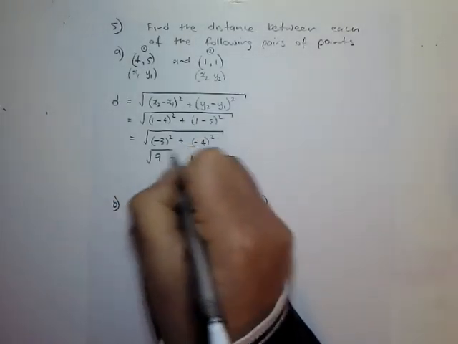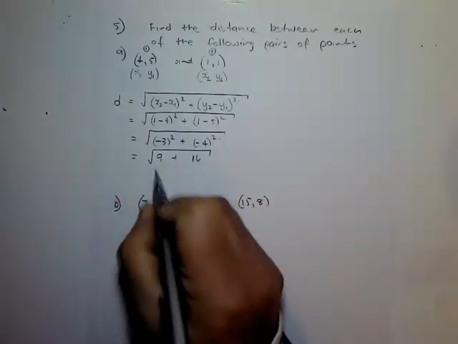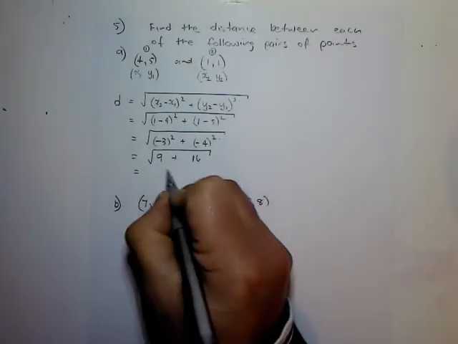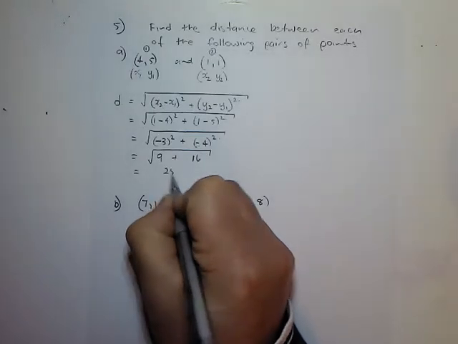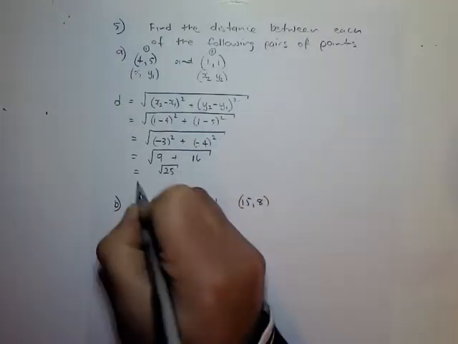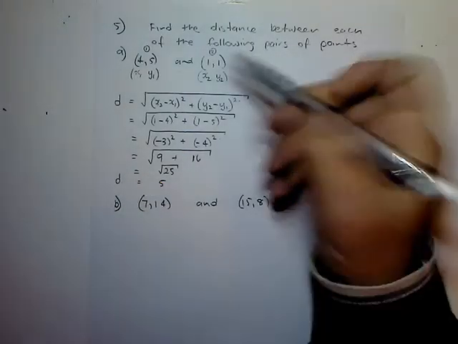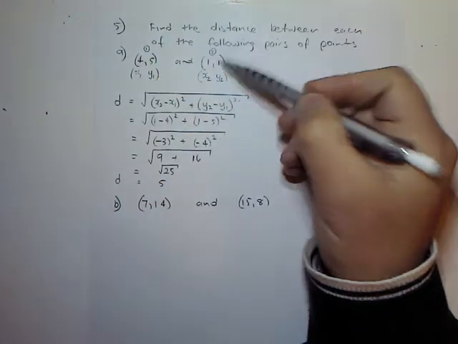So the distance is the square root of 9 plus 16, which is the square root of 25, which is 5. So the distance between (4, 5) and (1, 1) is 5.